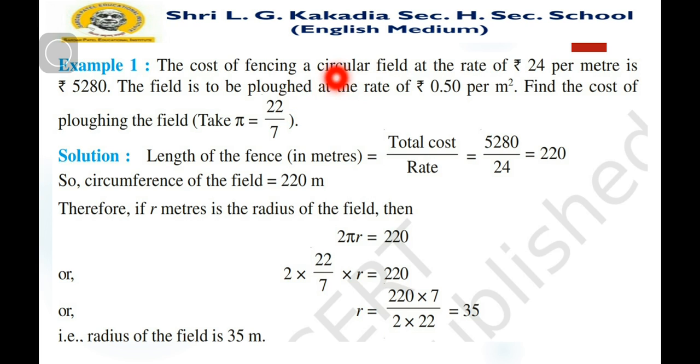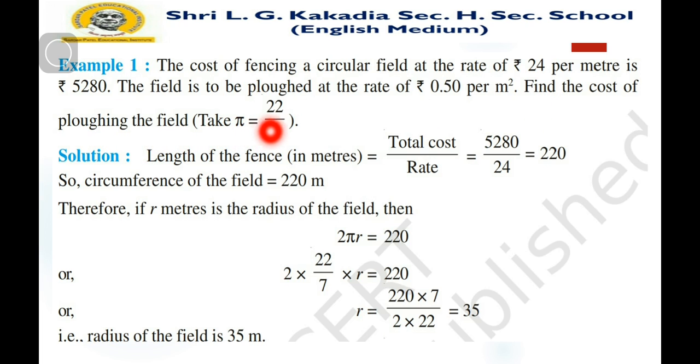Now there is a given circular field, and we are going to fence its circumference. The rate of fencing is 24 rupees per meter, and the total cost is 5,280 rupees. The field is to be plowed at the rate of 0.50 rupees per meter square. Find the cost of plowing the field.